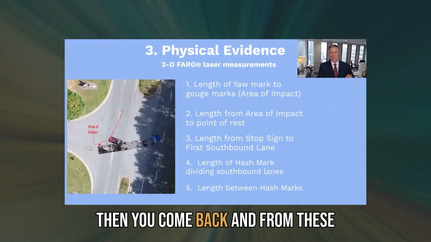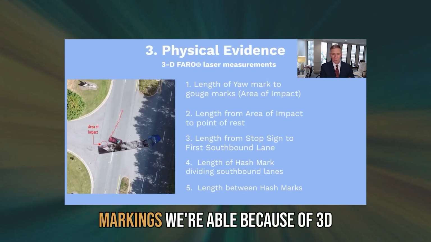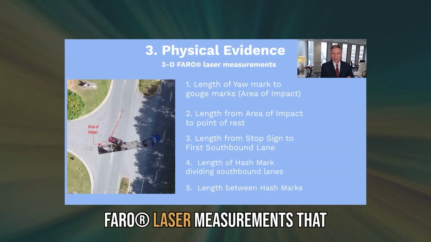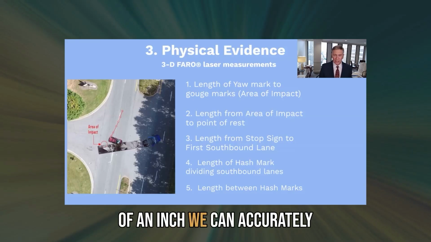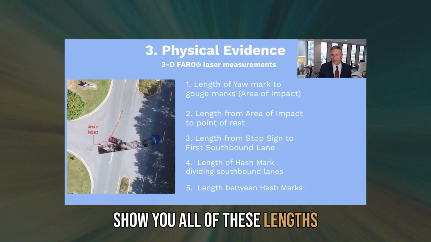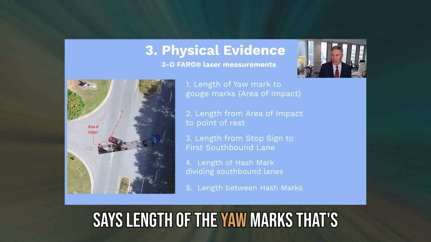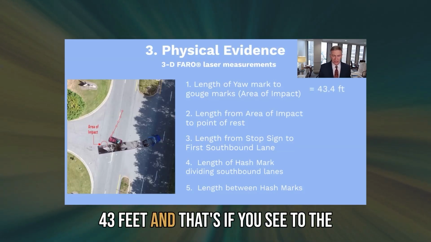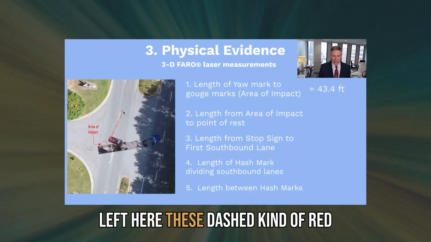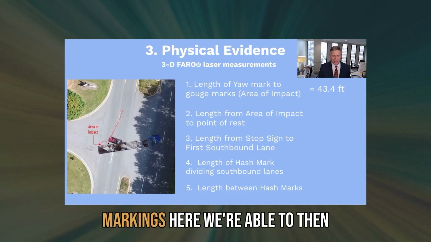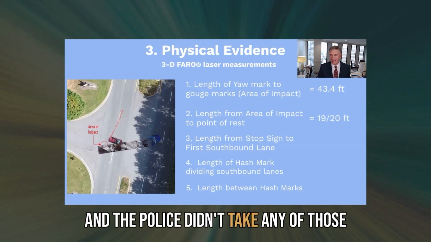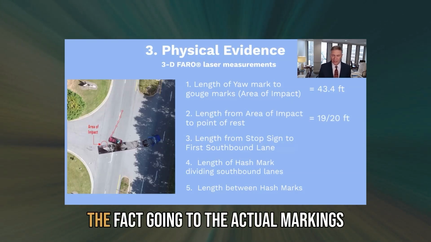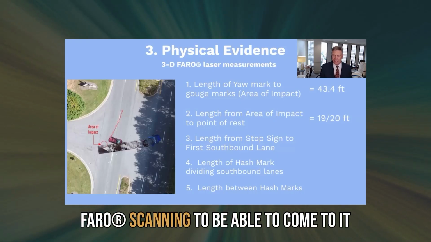So then you come back, and from these markings, because of 3D Faro laser measurements that are taken to 100,000ths of an inch, we can accurately show you all of these lengths. So you'll see in number 1 where it says length of the yaw marks, that's 43 feet. And if you see to the left here, these dashed red markings, we're able to precisely show what that length is. And the police didn't take any of those measurements. This was us coming after the fact, going to the actual markings, being able to place it down and use Faro scanning to be able to come to it.